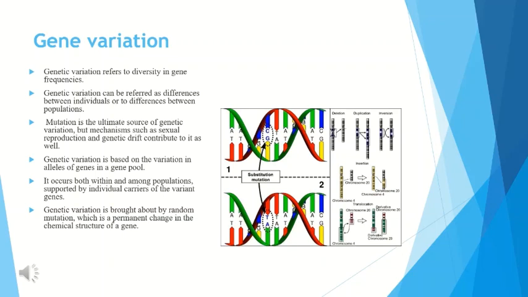as well. Genetic variation is based on the variation in alleles of genes in a gene pool. It occurs both within and among populations, supported by individual carriers of the variant genes. Genetic variation is brought about by random mutation, which is a permanent change in the chemical structure of a gene.